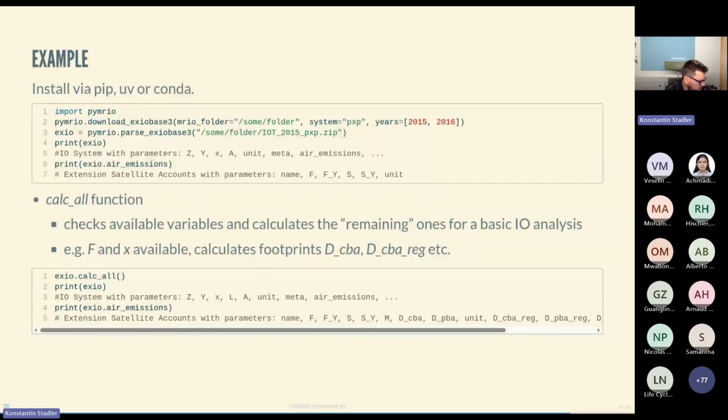And then there's one function call, which is called calc_all, which checks which accounts are missing in the different objects. So if, for example, in this particular case, we have the air emissions, but we're missing the consumption-based accounts, which is D_cba. Calc_all sees that these are missing and that all the data for calculating this is actually available, and then it makes the calculation. So with one command, you get all the accounts which are possible to calculate with the MRIO you just downloaded.